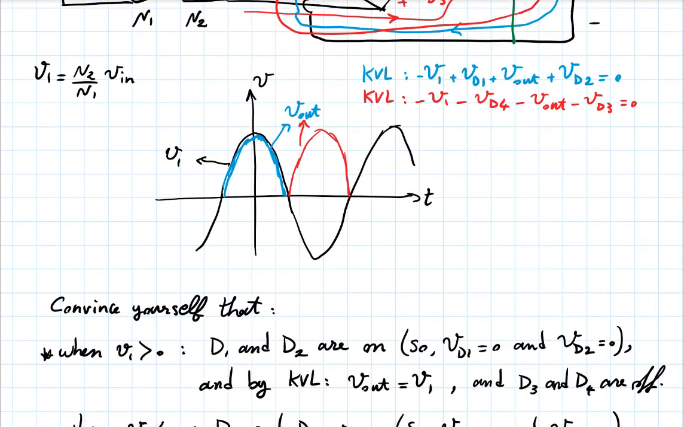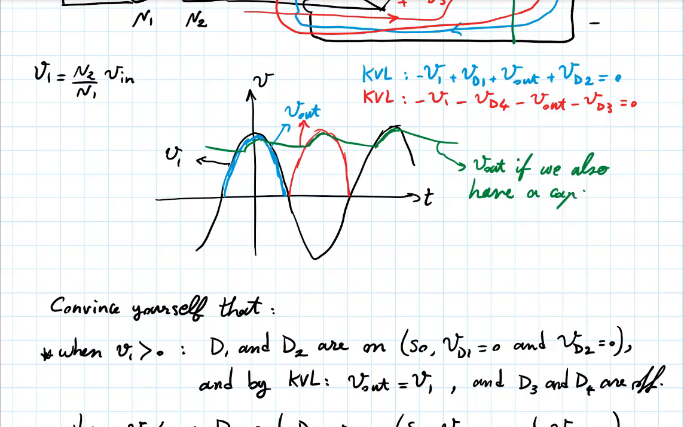With the green, the output will look like this. The green is V out if we also have a capacitor there.